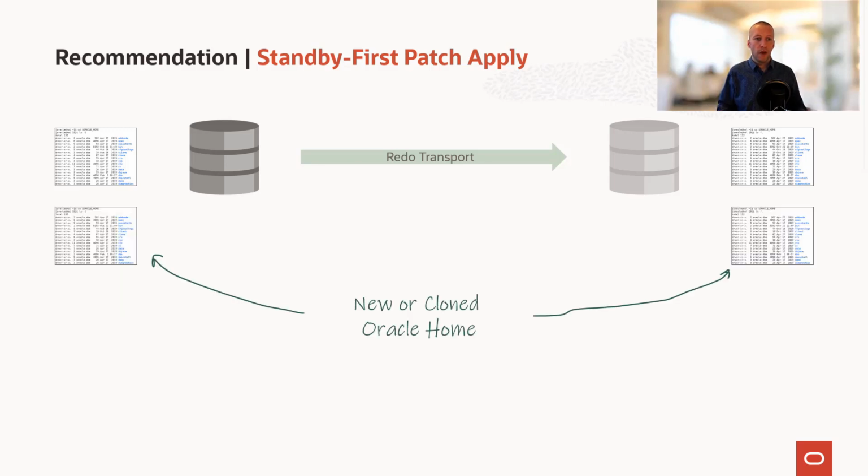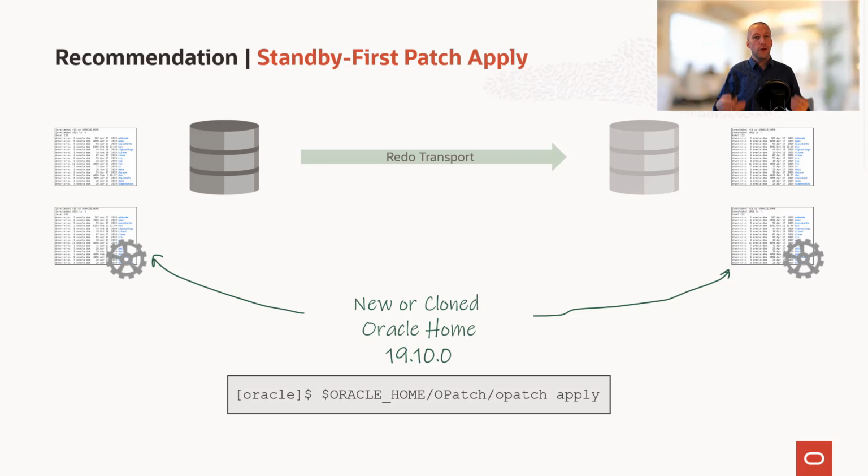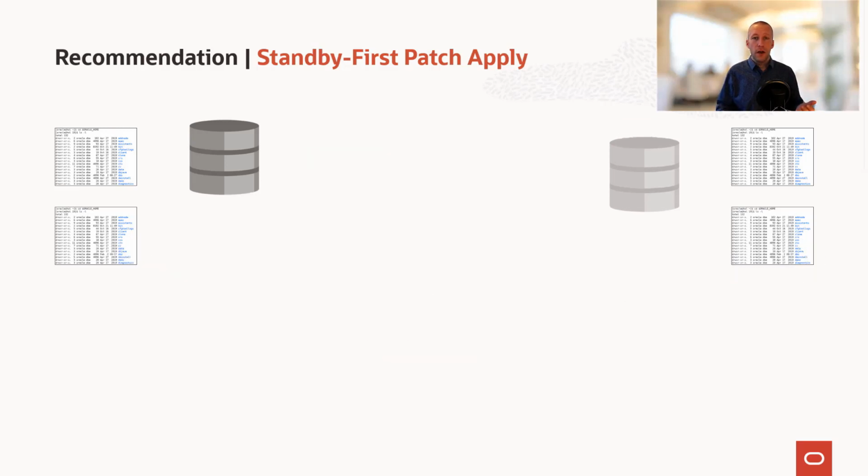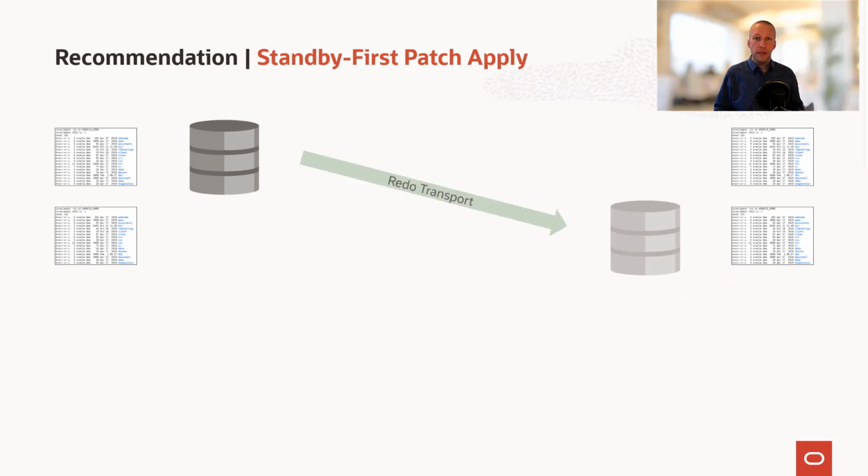What do we do? First, we install a new Oracle home on both the primary and the standby host. Next, we use OPatch to apply, in this case, the 19.10.0 release update to both of the Oracle homes. Next, we stop the standby database and we move it to the new and patched Oracle home, and then we restart it. So now the primary database is running on the old binaries, and the standby database is running on the new binaries. But this is a fully supported situation.